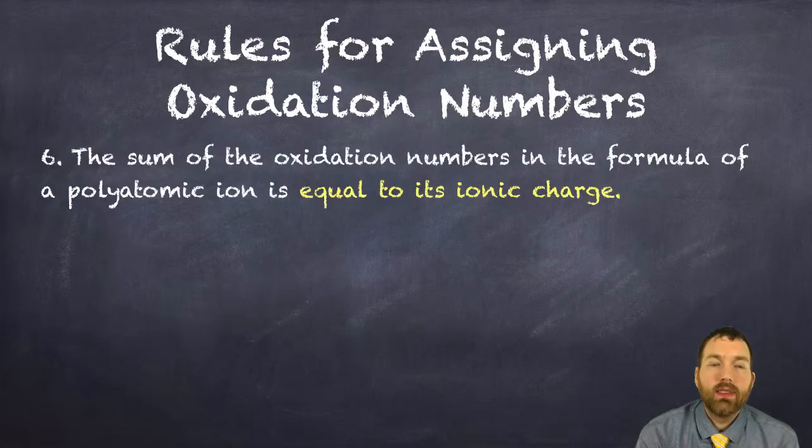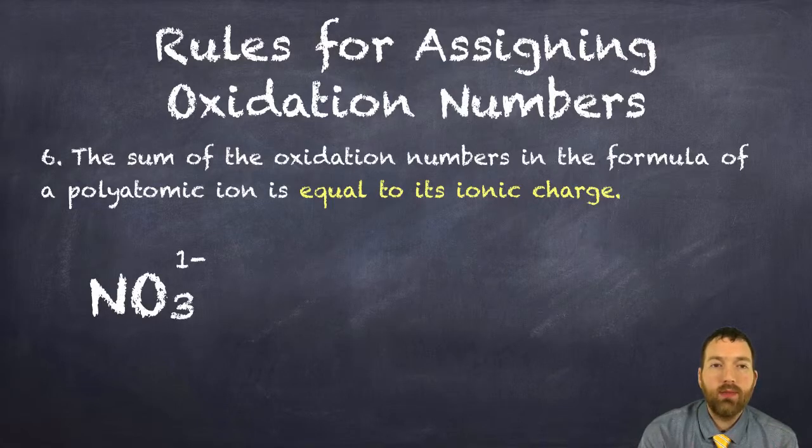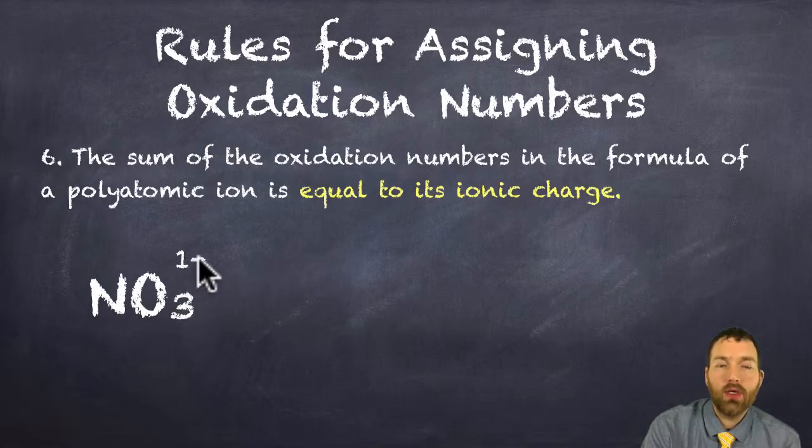Okay, rule number 6 is the sum of the oxidation numbers in the formula of a polyatomic ion is equal to its ionic charge. So here's an example. This is a polyatomic ion nitrate, and it's NO3, and the whole thing has a 1- charge. So instead of the sum of the oxidation numbers equaling 0, now the sum of the oxidation numbers needs to equal 1-. Our rule is oxygen is always -2, so I have 3 -2s, that's a -6 on the oxygen. So I need to ask myself, what plus a -6 is going to equal -1? And of course that is +5.